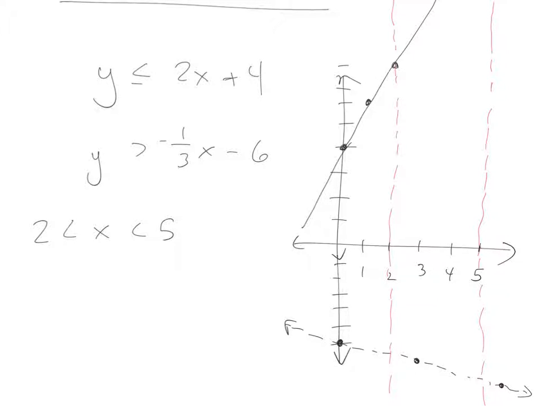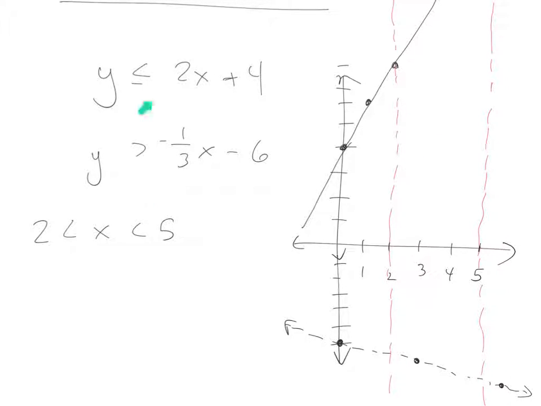George? B is this one or B is this one? The middle one. Yeah, why is this the answer? Because one on the bottom is greater than, so it has to be above it, and yet the one on the top line is less than or equal to. So it has to be below it.